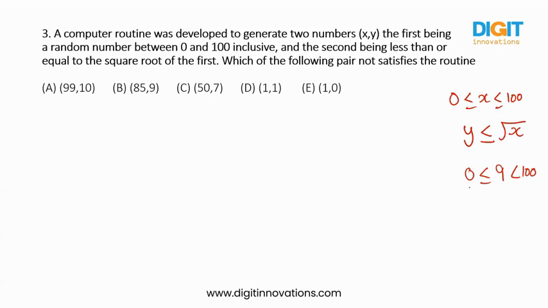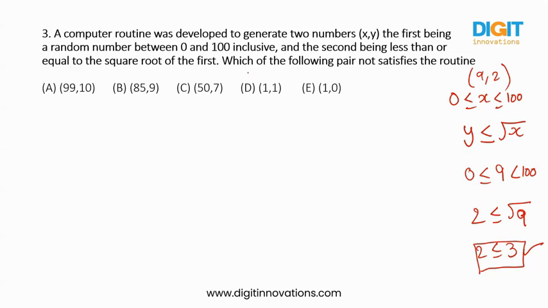So 9 is between 0 and 100. First one, the condition is correct. And next one, y value, as I told you, I'll take it as 2. So 2 is less than square root of 9, which would be 3. So 2 is less than or equal to 3. Yes, it is accepted. So in this way, the values of x and y should be there.